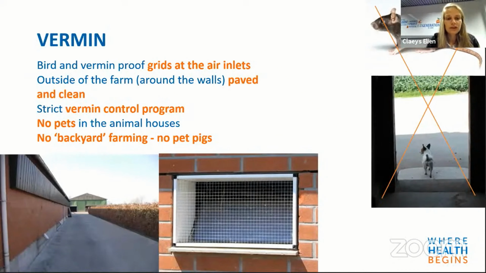Vermin, we really need to take care of this as well. We need to make sure that vermin cannot enter the barn. It's not so easy, I know. But for example, here on the photo, make sure that windows are closed with a gauze so that they cannot enter the barn. The same for birds. We need to take these also into account, and also pets. A dog or a cat, we need to make sure that they cannot enter because they can be the carrier of the disease. Also make sure that the environment around the barn is clean and not full of stuff, because then we create an optimal environment for vermin or unwanted animals.